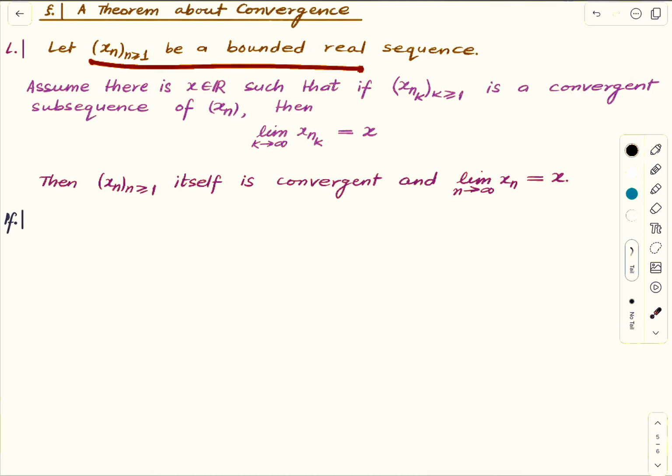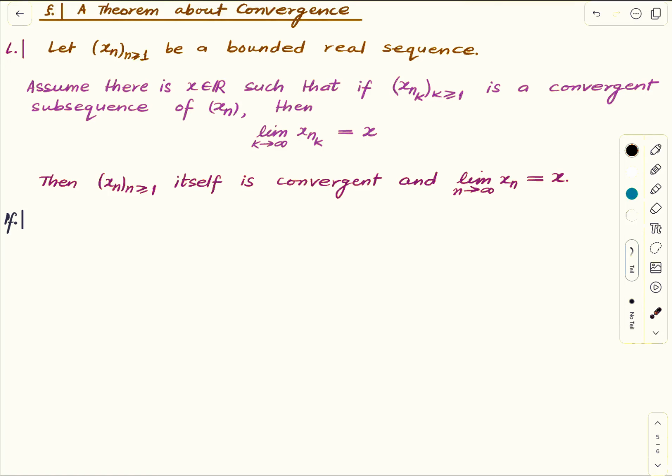So fix a bounded real sequence. And now here is the hypothesis. Assume that there is some real number x such that whenever a subsequence of xn converges, or whenever you pick a convergent subsequence of the original one, you find that its limit is actually x. So what are we hypothesizing?